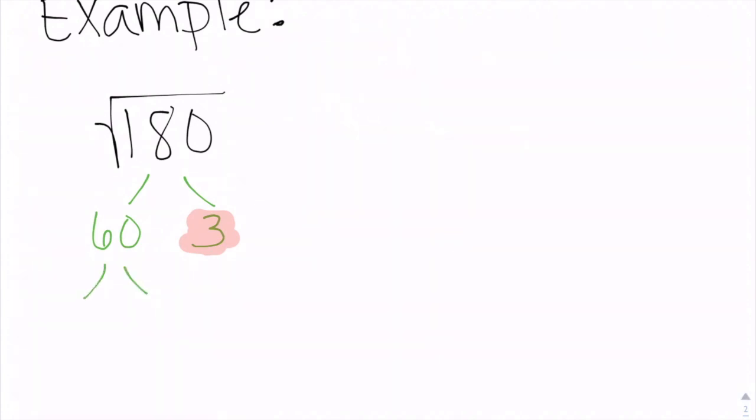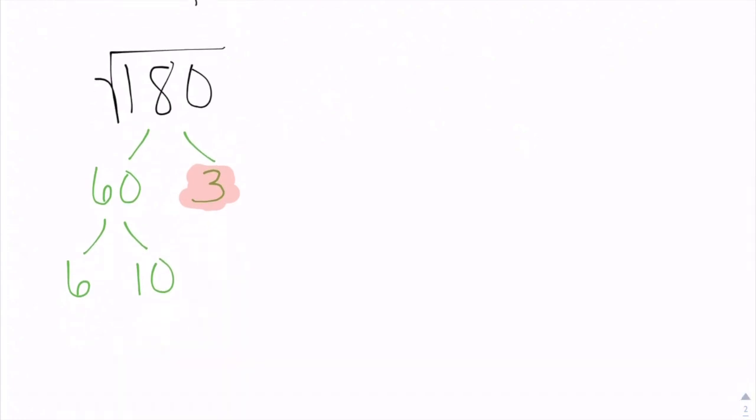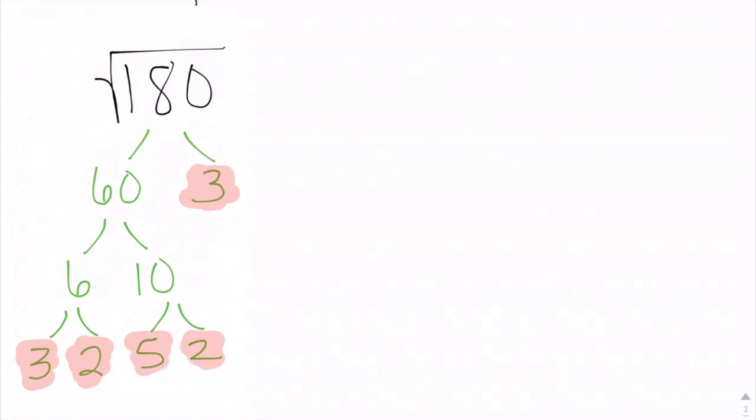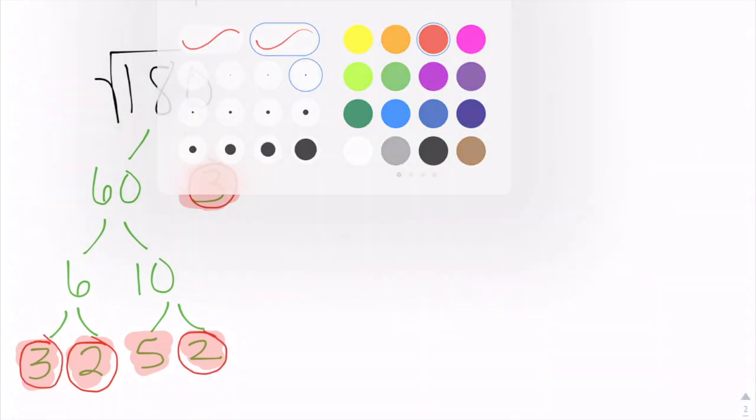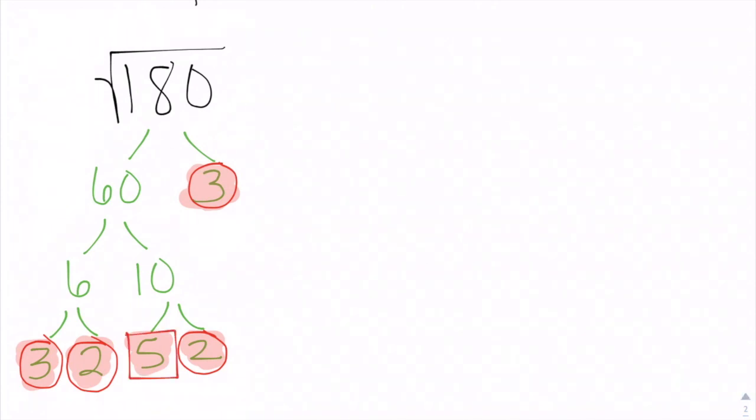And then factors of 60, so if we do 6 and 10, neither of those are prime, so we keep going. Factors of 6, so 3 and 2. 3 and 2 are both prime numbers. And then we have factors of 10, so 5 and 2, which are also both prime numbers. Now what we want to look at is pairs, and so we have a pair of 2s and a pair of 3s. And then we also have a 5 that's left over here.